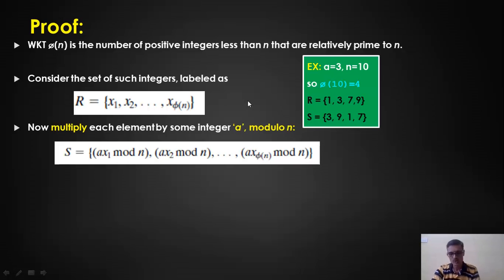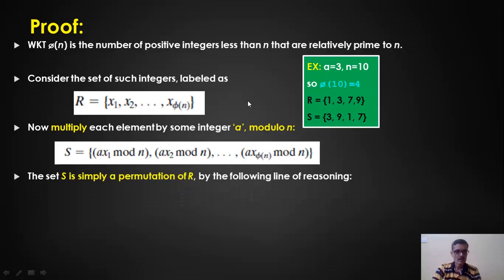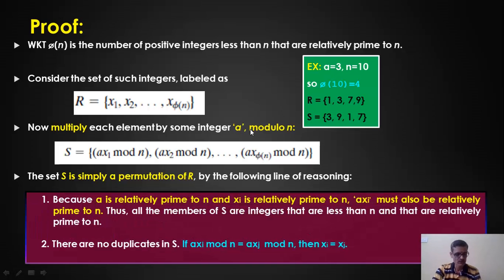So I considered these two equations. Now, that's what I have told just now, the permutation of R, with the following reason. What is the reason? Because a is relatively prime to n, that is, 3 is relatively prime to 10 here, xi is also relatively prime to n. So what is this xi? 1, 3, 7, 9. All these 4 elements are also relatively prime to 10 in this case. That means a into xi must also be relatively prime to n.